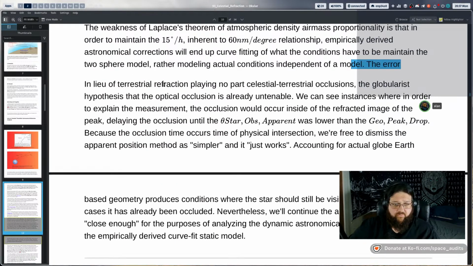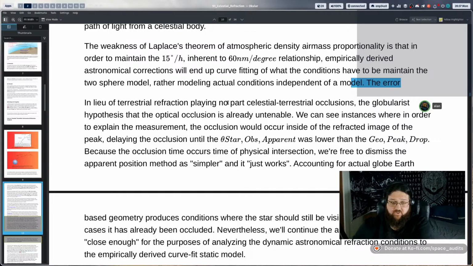In lieu of terrestrial refraction playing no part in celestial terrestrial occlusions, the globularist hypothesis that the optical occlusion is already untenable. We can see instances where, in order to explain the measurement, the occlusion would have to occur inside of the refracted image of the peak, delaying the occlusion until the apparent star position was lower than the geometric peak drop. Because the occlusion time of the physical intersection is only one time, we don't have to consider it happening at a different time. So we're free to dismiss that. But we're going to continue on.